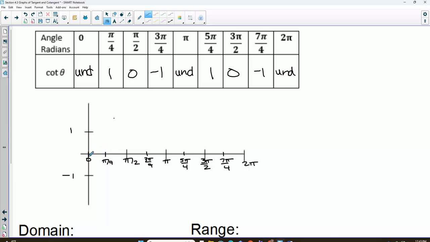So cotangent of 0 was undefined. So that means vertical asymptote. Pi over 4, we get 1. Pi over 2 is 0. 3 pi over 4, negative 1. Pi is undefined, so asymptote. 5 pi over 4 is 1. 3 pi over 2 is 0. 7 pi over 4, negative 1. 2 pi is undefined. So we know this graph is just getting closer to these asymptotes.